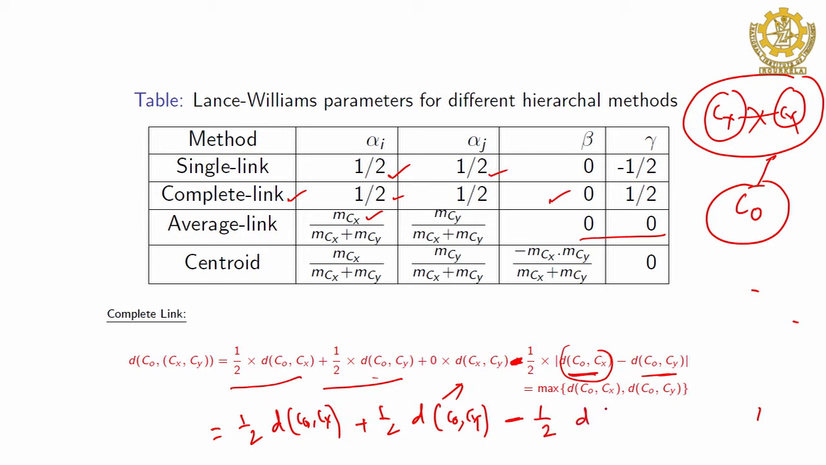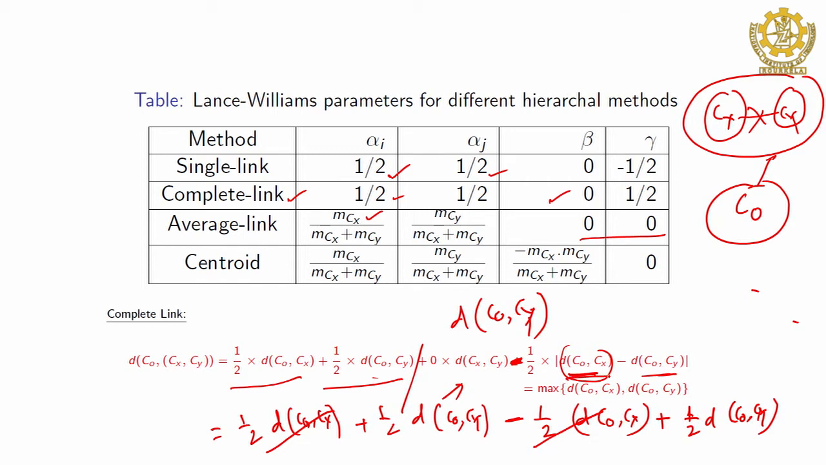So, half of the distance C0Cx, okay. Then this will be plus half of the distance C0Cy. So, this will cancel out and what remains is the distance C0Cy. What we consider, this distance is greater than this one. So, that means this is the minimum. So, whatever the distance is minimum, that will be applicable for the single linkage. Similarly, we can apply for the average linkage and Ward's method.